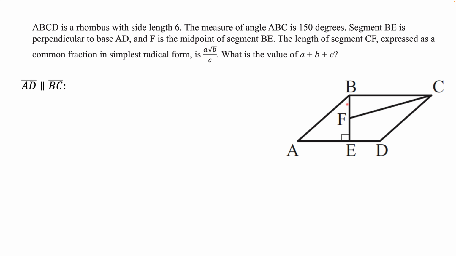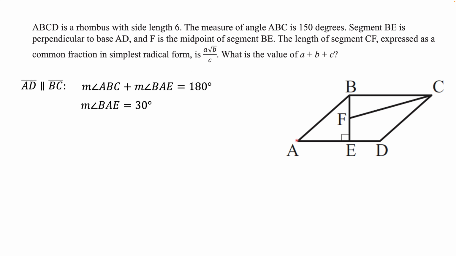If you look at the angle ABC, which we know is 150 degrees, and this angle BAD, those angles are same side interior angles. For parallel lines like AD and BC, their sum should be 180 degrees. And since ABC is 150, BAE, this angle, is 30 degrees.